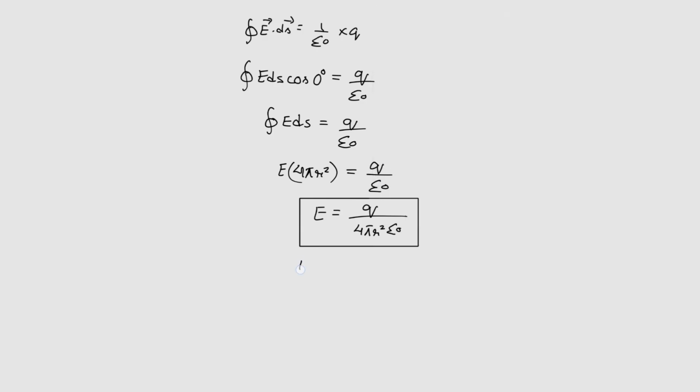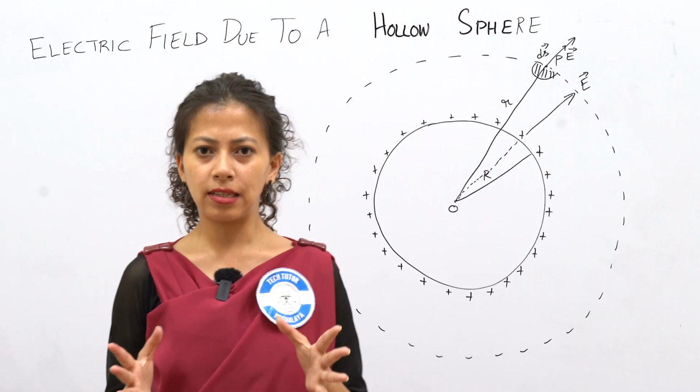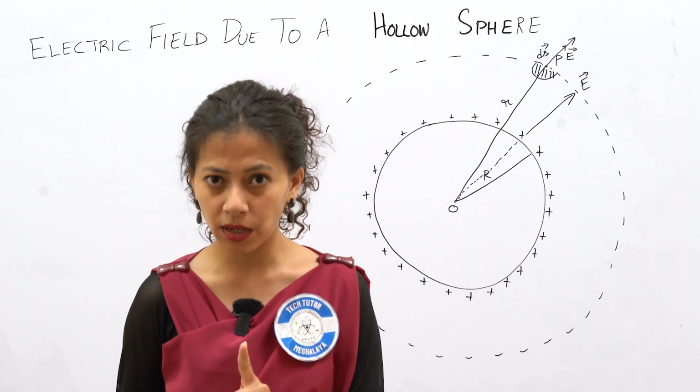This is the electric field at any point outside the hollow sphere.